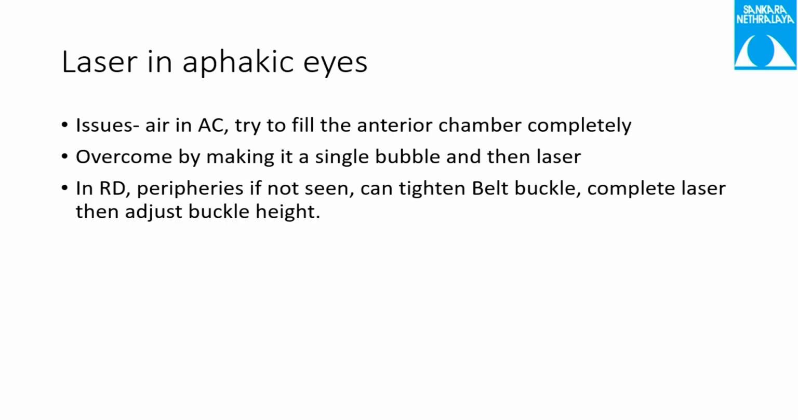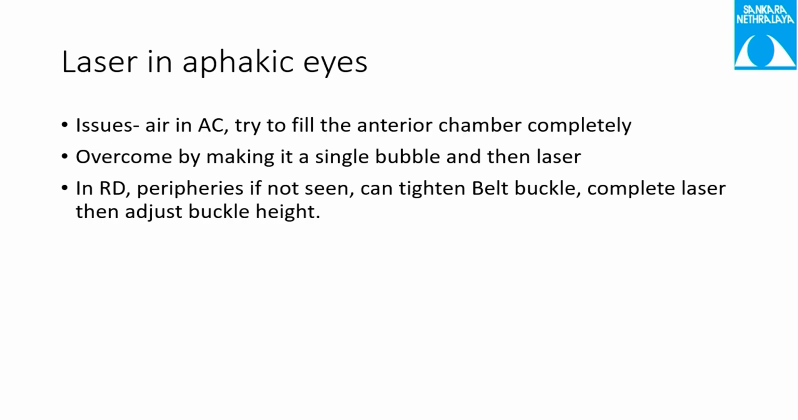And of course, in aphakic eyes, once we start doing FGE, we might see that the air gets trapped in between the pupillary plane and the posterior surface of the cornea. So in such a case, try to gently go inside with the fluid cannula and fill the anterior chamber completely with the air bubble. Once you do that, your visualization gets much better, because once the bubble is single, you will be able to see the retina better.